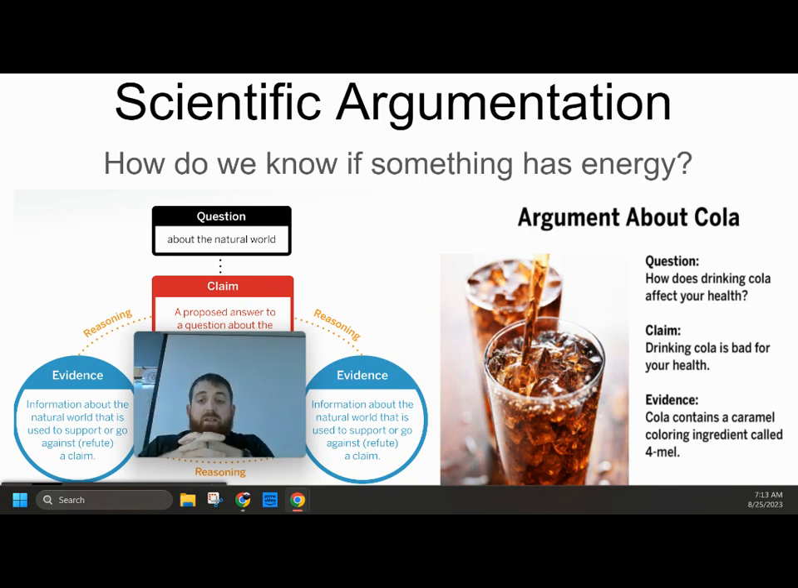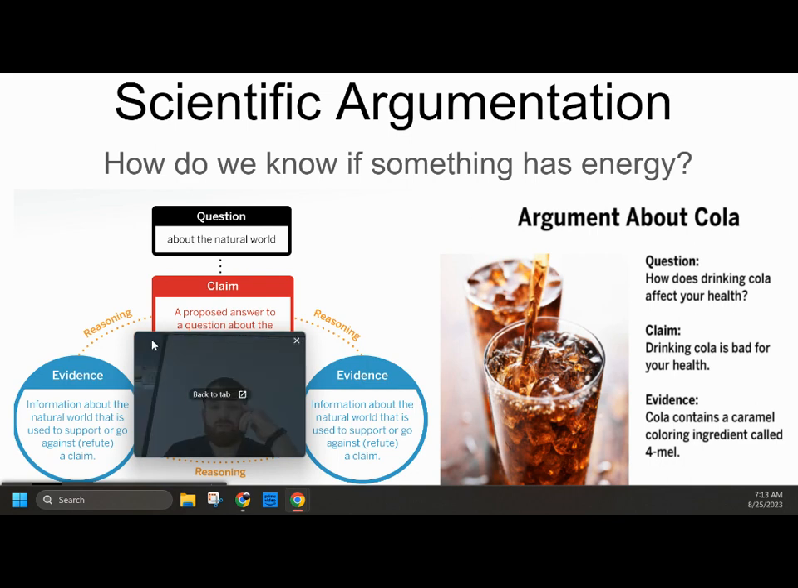Specifically, how we know if something has energy. We're going to use that argument about cola that we've looked at to figure out how we can create a more scientific argument that uses evidence, so that we have a strong understanding, number one, of how we know things have energy, number two, a strong argument for what we saw in the lab, and number three, so we can then apply these ideas to how we can best help our rescue workers.